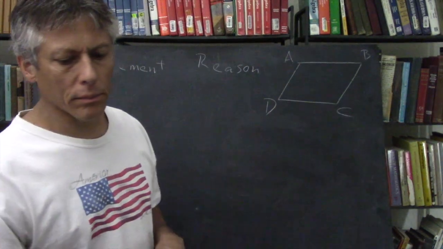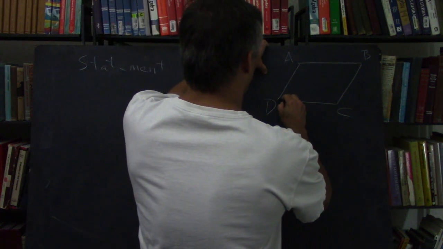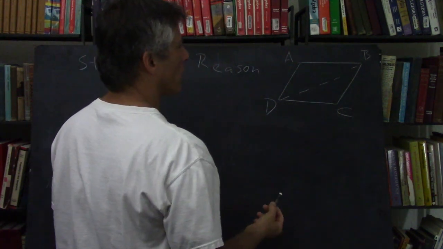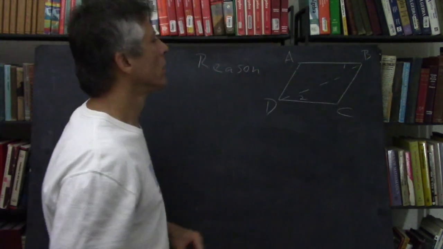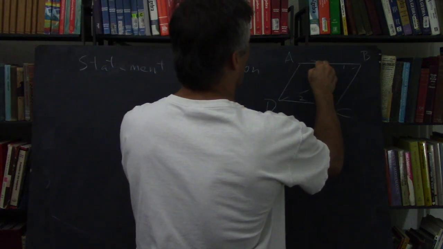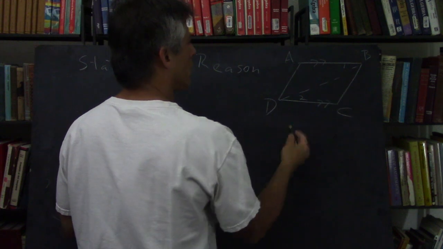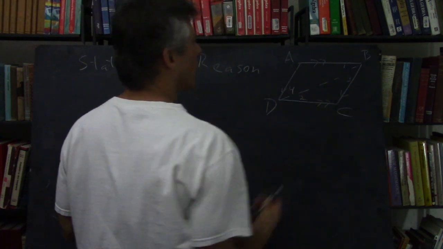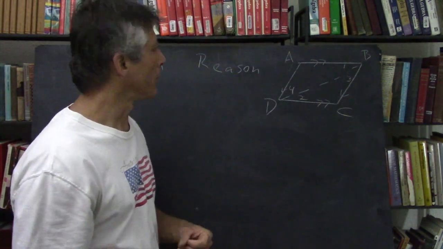How are we going to do that? Same exact proof we just used. If we draw a diagonal, then just as we saw before, angle 1 is congruent to angle 2 because when you have parallel lines, alternate interior angles are congruent. And 3 and 4 are congruent because when you have parallel lines, alternate interior angles are congruent.